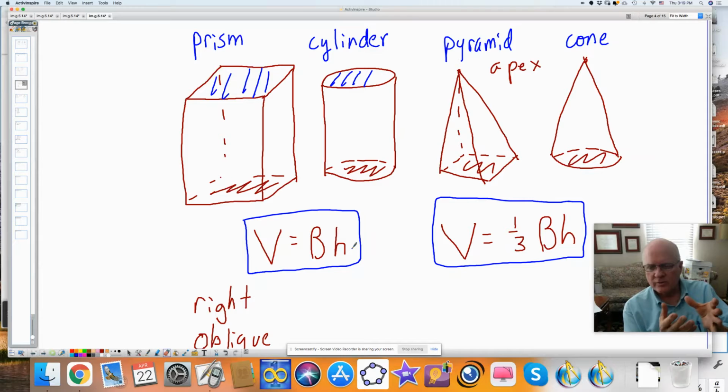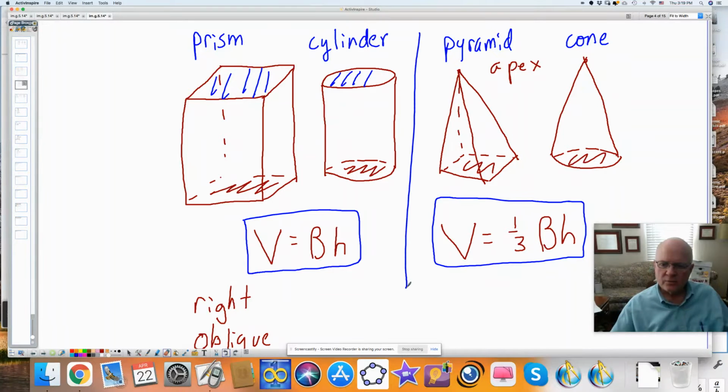The volume of the prism is the area of the base times the height. And since it took 3 of these pyramids to make it, this is how we derived this formula. Today our focus is going to be on these problems right here and doing practice with pyramids and with cones.